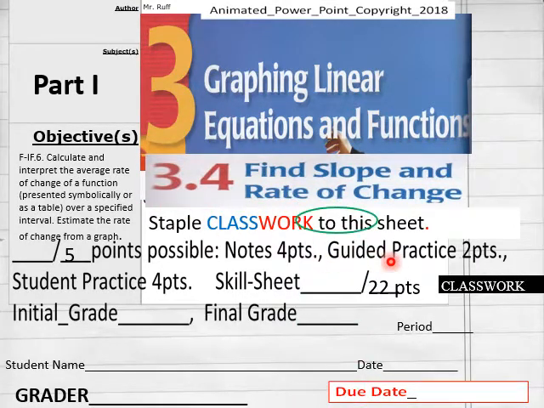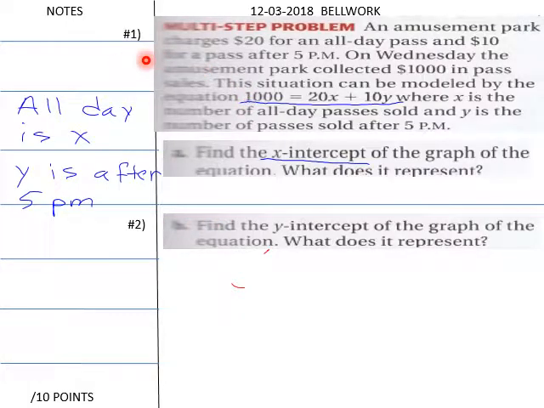Okay, 3.4, find slope and rate of change. We have a classwork sheet of 22 points, and we have a notebook guide that's got 5 points worth of notes in it. Teachers, here is your bell work for today.